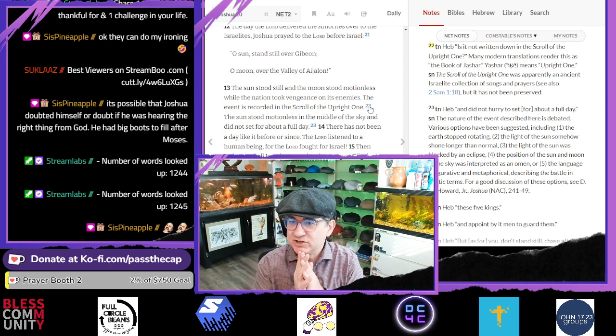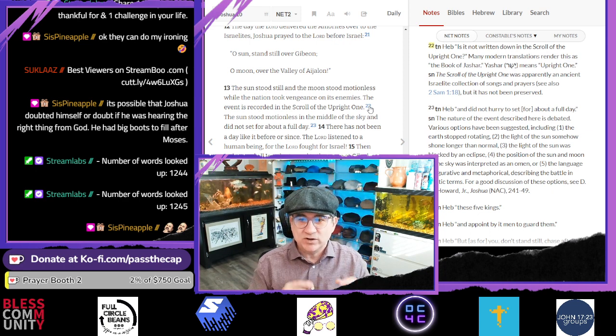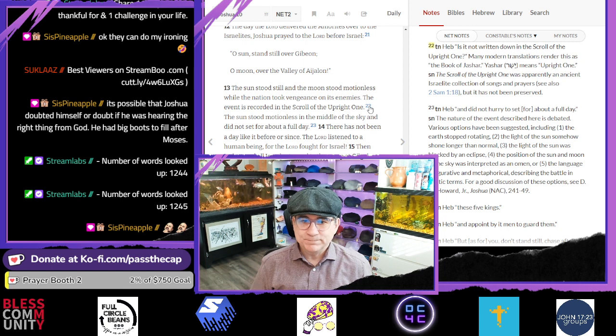Scroll was apparently an ancient Israelite collection of songs and prayers. See also 2 Samuel, but it has not been preserved. Okay, so songs and prayers is the scroll of the upright one. And this is in there.